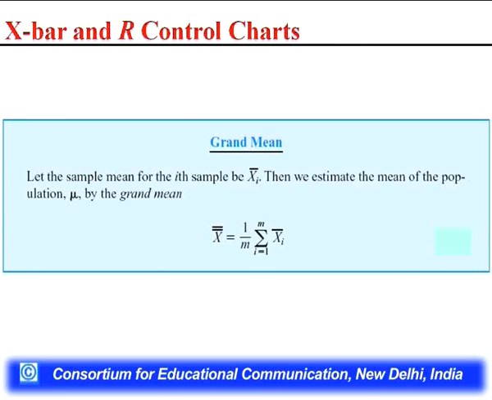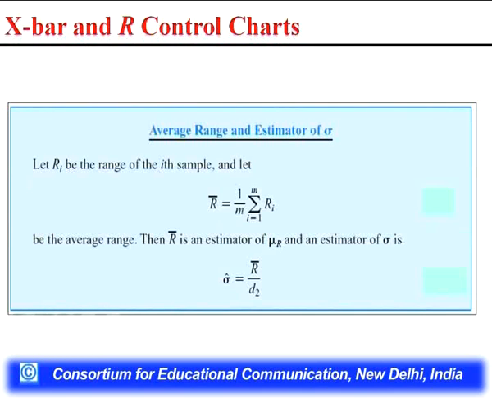Let the grand mean be X double bar. Let the sample mean for the ith sample be X bar i. Then we estimate the mean of the population mu by the grand mean X double bar, which is equal to 1 divided by m, summation i from 1 to m of X bar i. Similarly, let R bar be the average range, equal to 1 divided by m, summation i from 1 to m of R i. Then R bar is an estimator of mu R and an estimator of sigma.